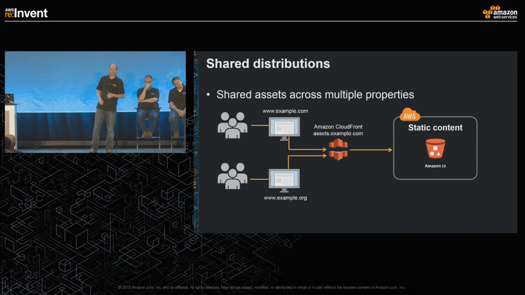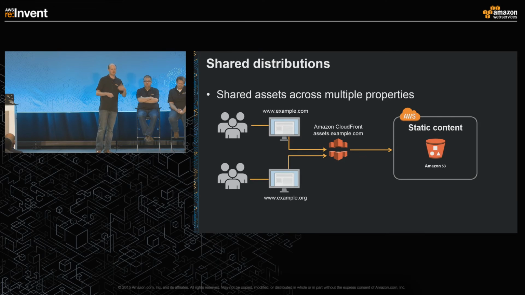The third best practice I'm going to talk to you about is shared distributions. And this is something that Colleen mentioned in his talk. This is a use case where you may have several website properties. Perhaps you're running a CMS or a blogging platform where there's a common set of shared assets. It could be JavaScript, it could be CSS, it could be images. And what you might want to do is create a CloudFront distribution. Here we've got assets.example.com as the CloudFront distribution, serving all those static assets from S3.